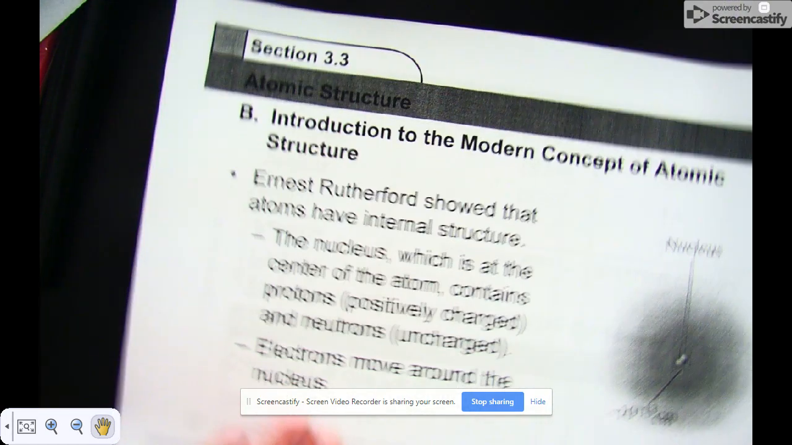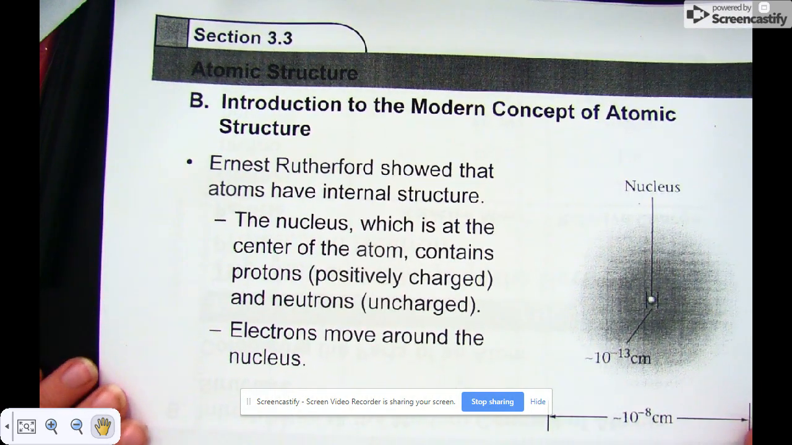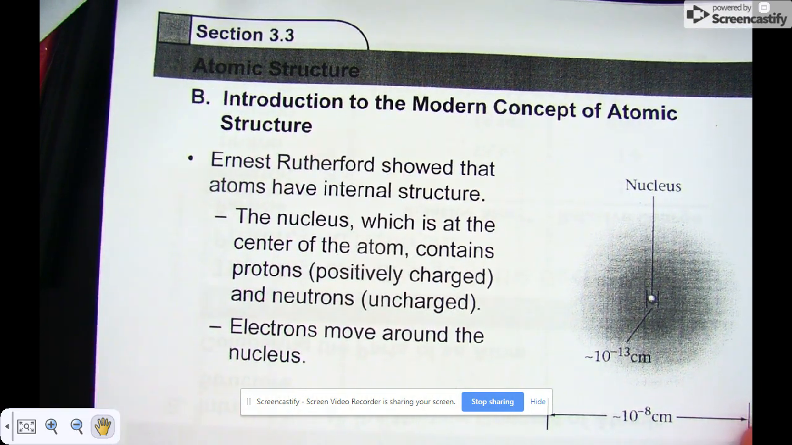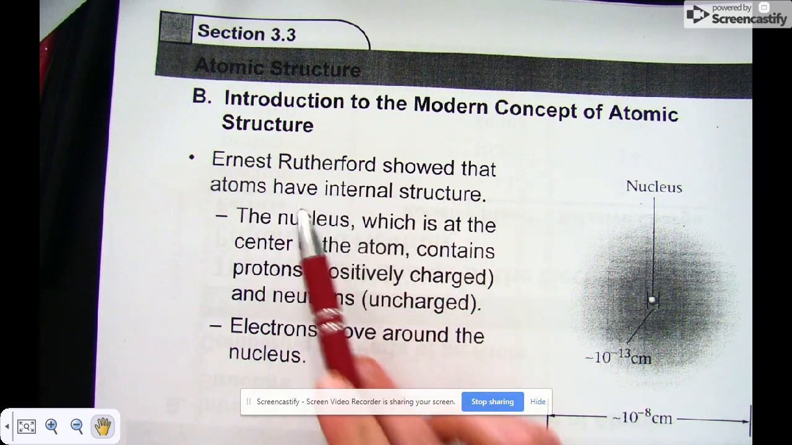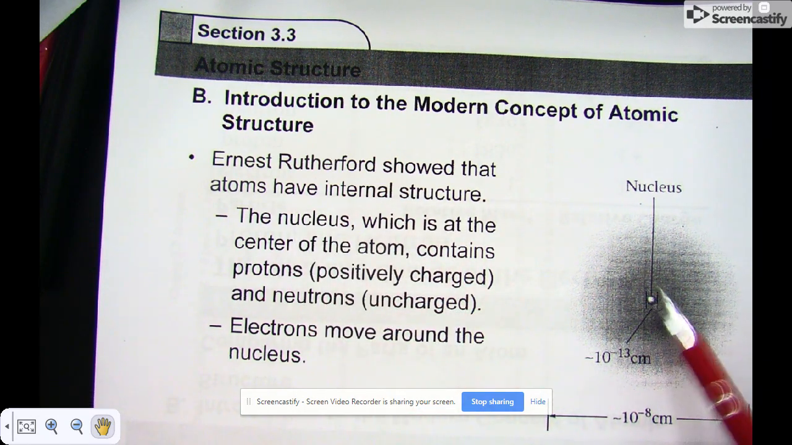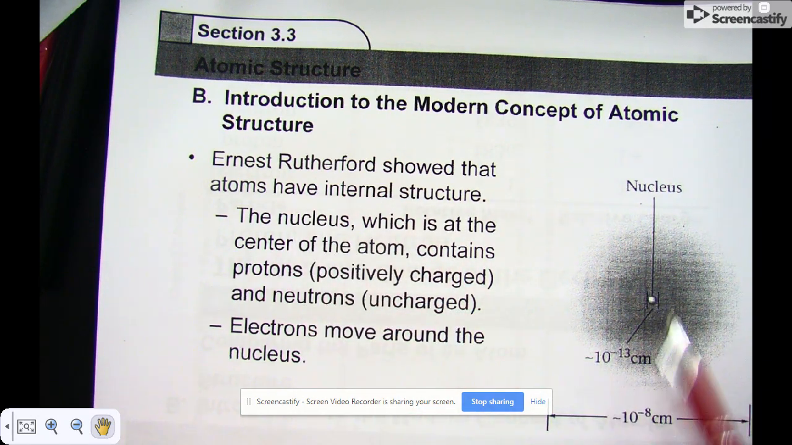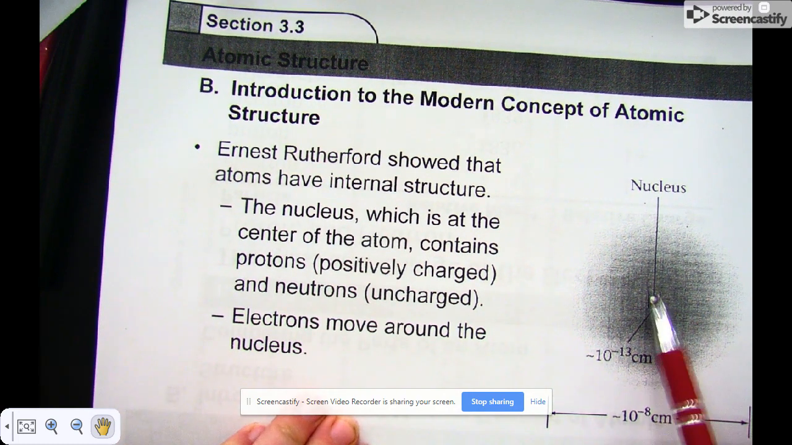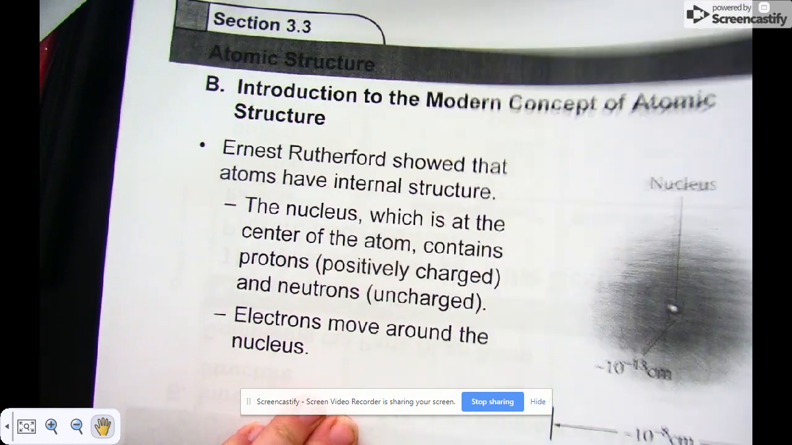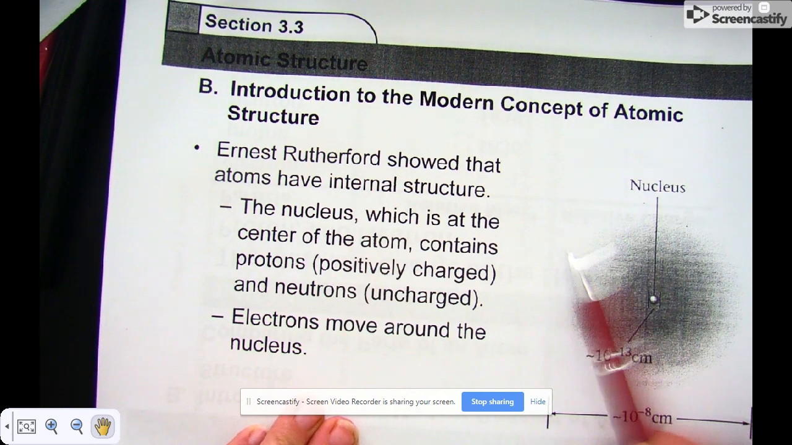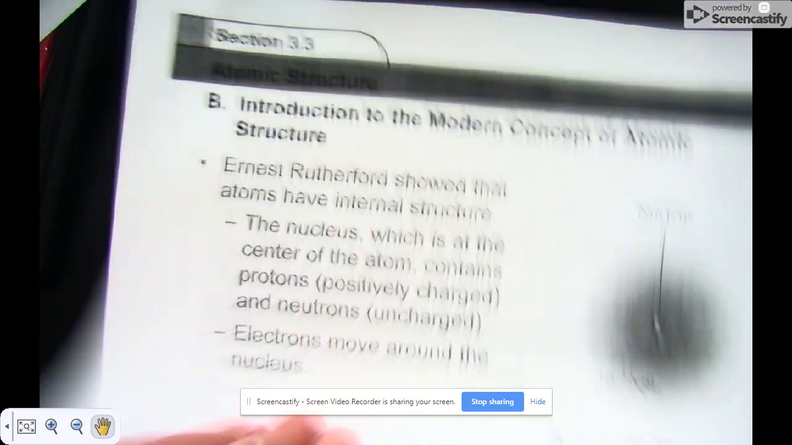Okay, so this is the introduction of the modern concept of atomic structure. Again, Ernest Rutherford showed that atoms have an internal structure, some sort of nucleus in the middle. This is showing you that on the scale of 10 to the negative 13th would be how wide the nucleus would be, whereas 10 to the negative 8th would be the entire electron cloud. That nucleus has the positive center, and then neutrons being uncharged and the electrons, which are negative, move around the nucleus.